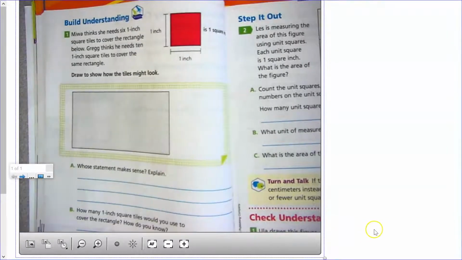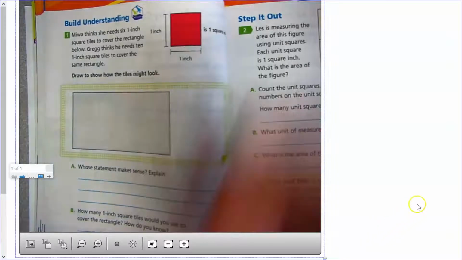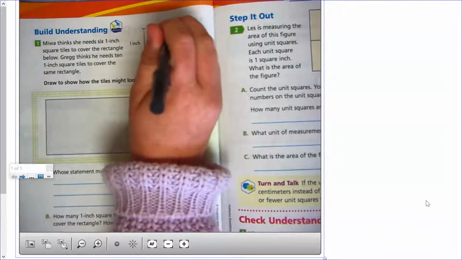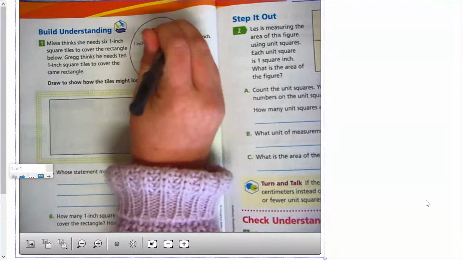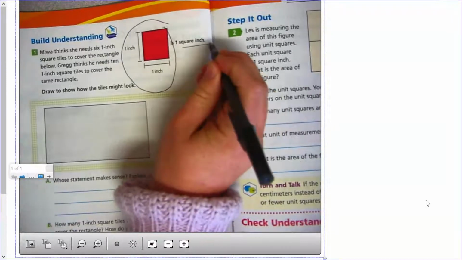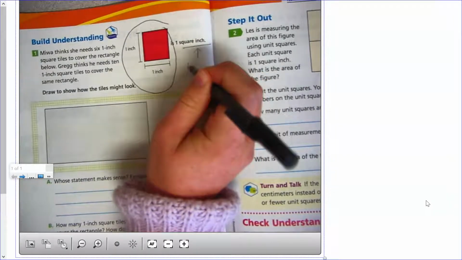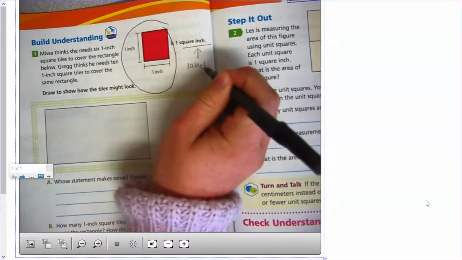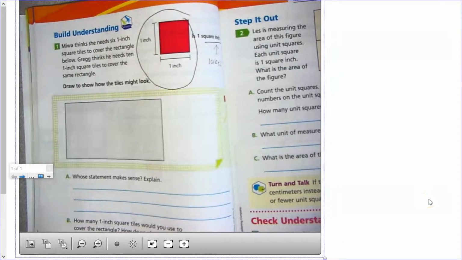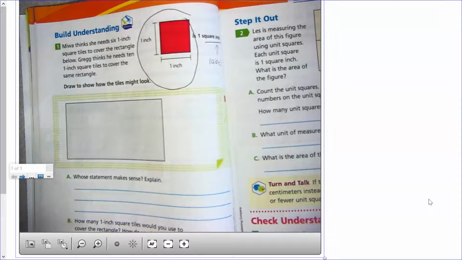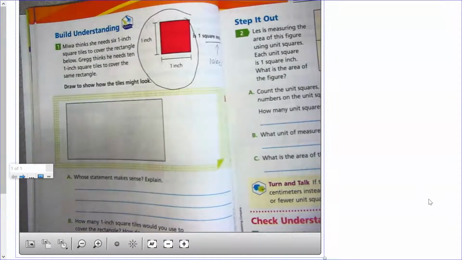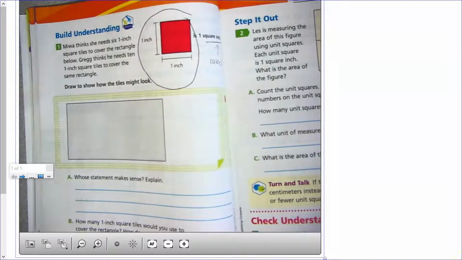So let's look at number 1. Remember yesterday we talked about what a unit square is, and we talked about what the square inch is. That's just the label. It tells us how many, we have our number. What does that number mean? What is that number representing? So let's look at number 1.